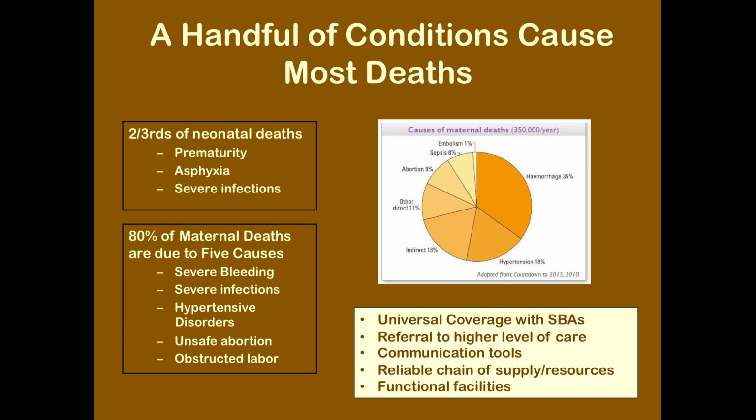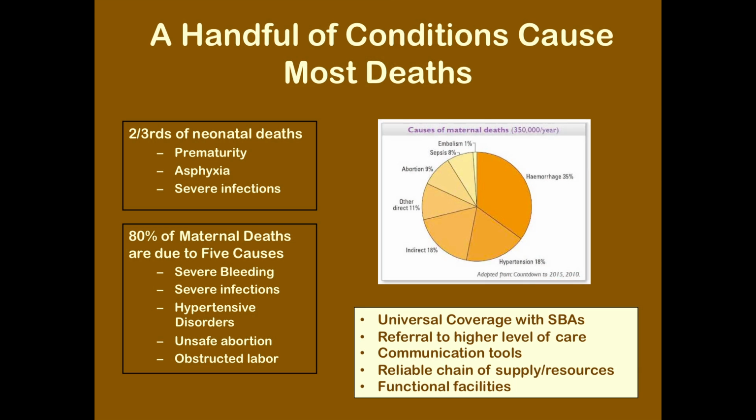To address these deaths, we need universal coverage with skilled birth attendants everywhere, 24/7. I know, a tall order, but we're simply not going to decrease deaths due to postpartum hemorrhage without skills and resources when they are needed. We need to improve referral systems to higher levels of care. That will include communication tools and improved transport. We need a reliable chain of supply and resources and functional facilities. And I think some of the innovative, extremely affordable ideas that are coming out today may be able to address some of these issues.